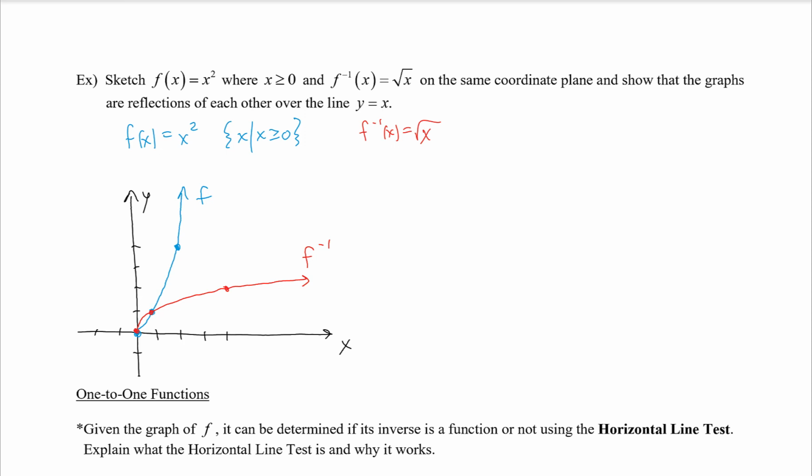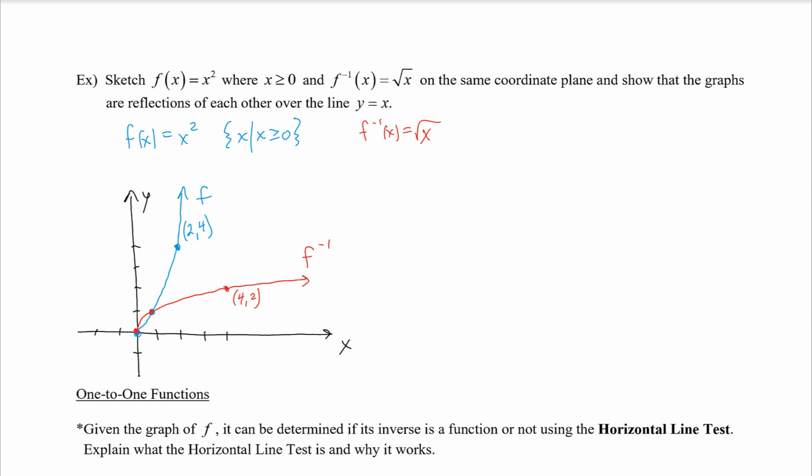Now, we mentioned this earlier, but it's worth pointing out again. Look at this coordinate right here. This coordinate right here is 4, 2. And over here, this coordinate is 2, 4. And that's how it works with a function and its inverse. Any coordinate on one of its graphs, you should be able to reverse it, and that coordinate should be on the other graph.